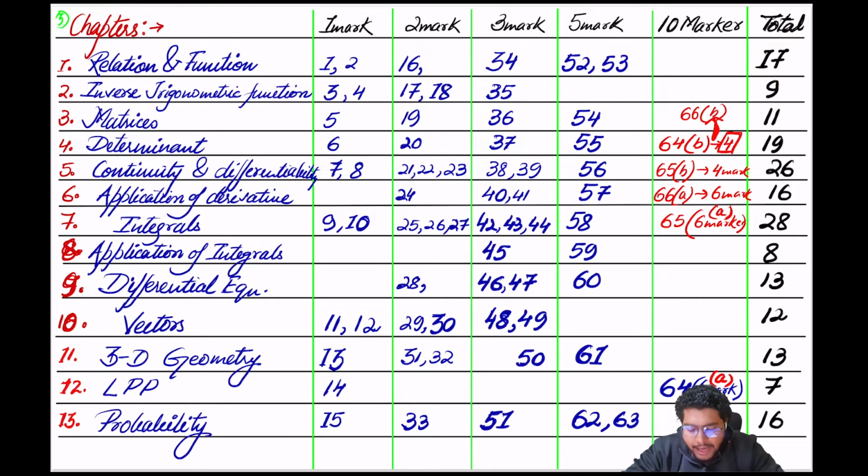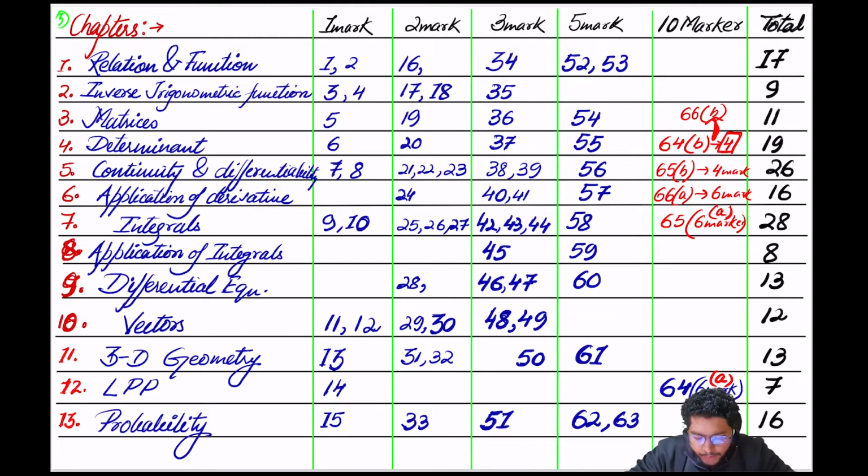Same way, matrices and determinants: 1-1 marker, 1-2 marker, 1-3 marker, 1-5 marker, and 2-4 markers in the 10 marker part. The 10 markers usually come as 6 and 4. 6 from one of the LPP or something, and 4 from the matrix or determinant or from continuity and differentiability. This time in the sample paper we saw it from the determinant part.